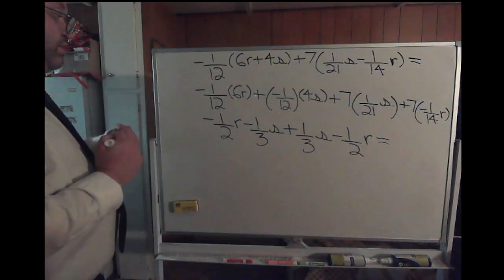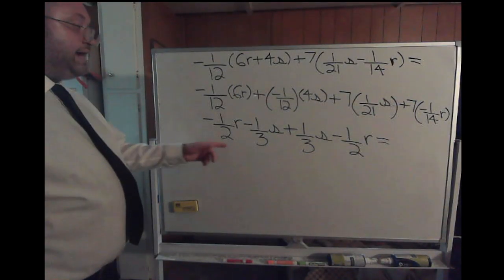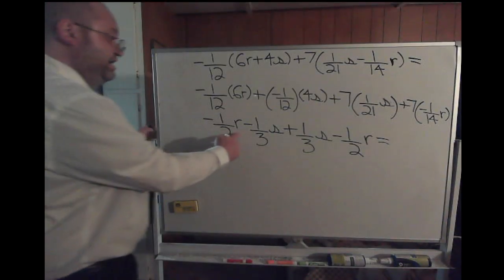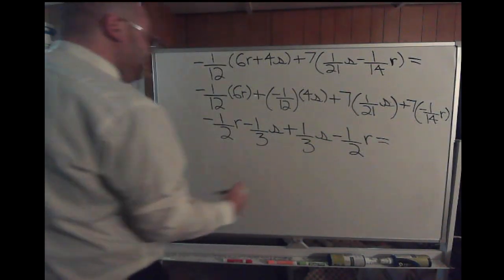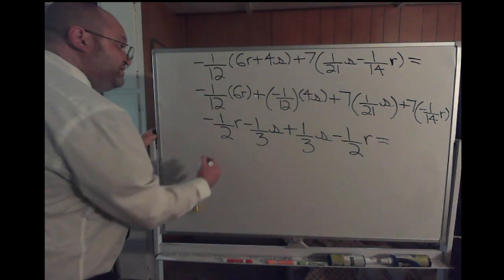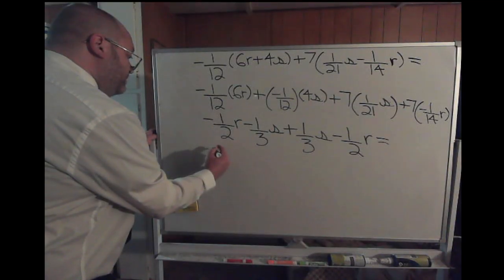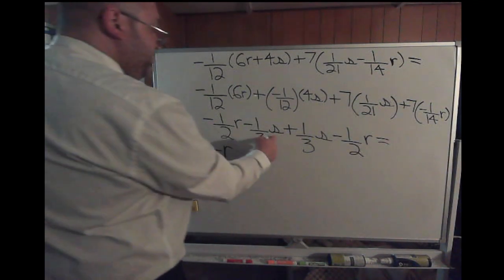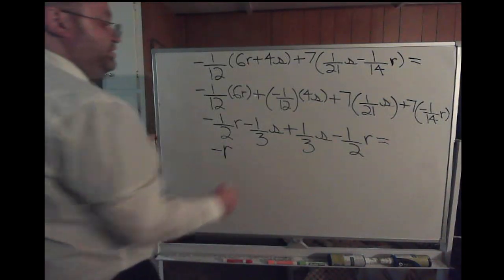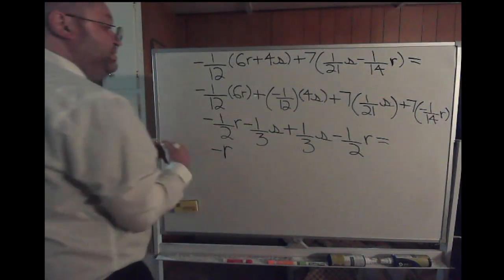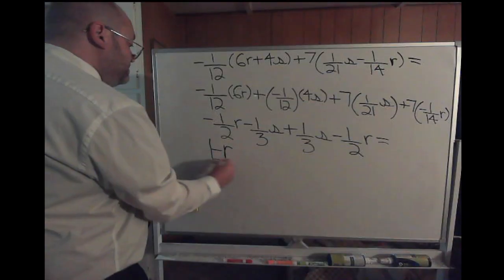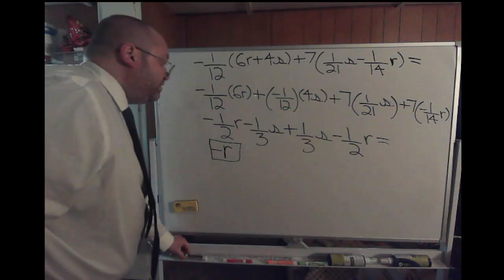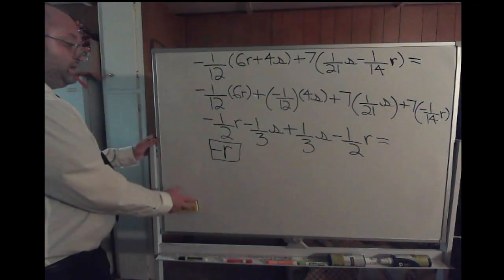Now we want to go through, add the like terms. Add the r's with the r's, the s's with the s's. So you have negative 1/2 r minus 1/2 r. Well, that's negative 2/2, which would just be negative 1. So you just get negative r. Then you have negative 1/3 s plus positive 1/3 s. Well, negative 1/3 plus positive 1/3, 0. So ultimately, you're just left with negative r. That's all you would get is negative r.